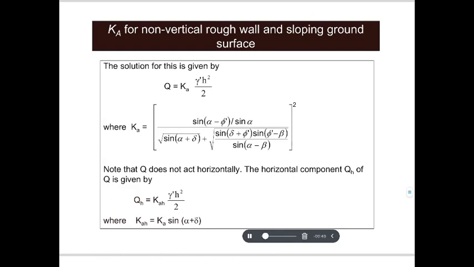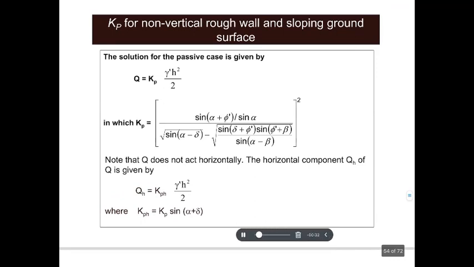The analytical solution for the non-vertical rough wall and sloping ground surface is given in this slide. The Q, which is the active force acting on the wall, is given as Ka times gamma prime H power 2 over 2, where the Ka requires the input of alpha, phi prime, delta, and beta. Note that the Q does not act horizontally. So if you want to find the horizontal component of Q, which is QH, it can be calculated as KAH times gamma prime H power 2 over 2, where the KAH is equal to Ka times sine alpha plus delta.